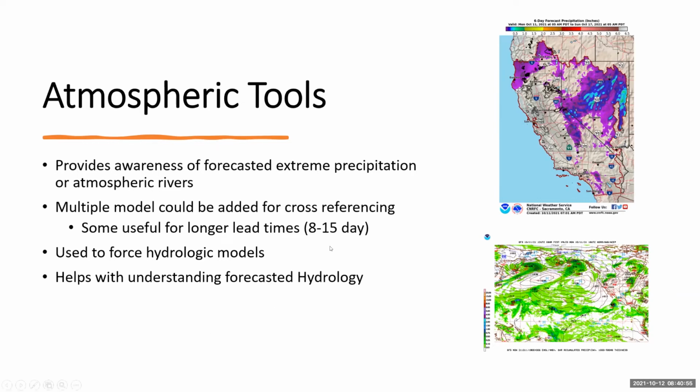Also, the atmospheric tools, as mentioned before, are used to force hydrologic models to create the streamflow forecasting, and then they also help with an understanding of the hydrology, and paint the picture of what's driving the hydrology, since they are forcing hydrologic models.